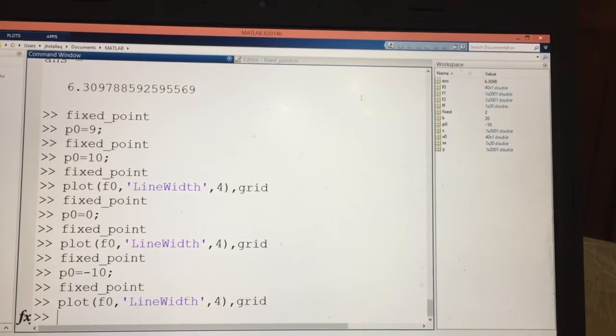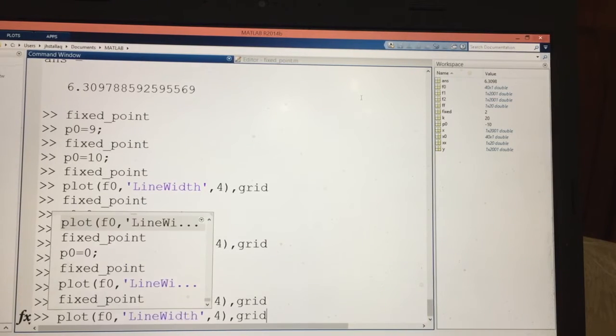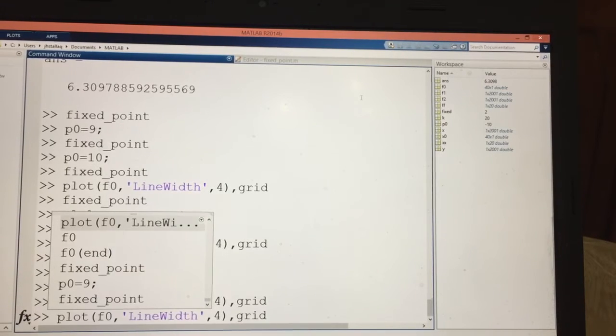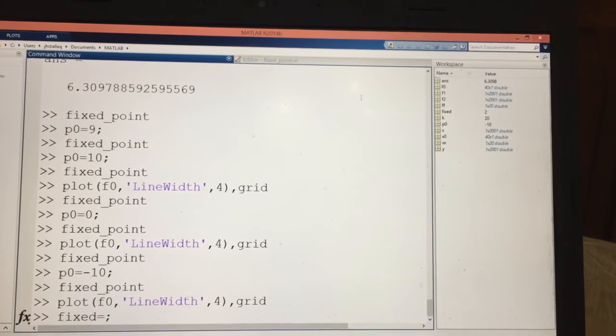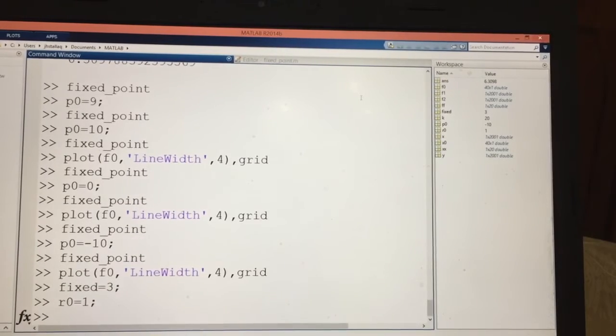To modify that function, what we need to do is go to the fixed index and change it to 3, because we go to function number 3. Now, before doing that, we must define R0. Let's give R0 equal to 1, for example, and see what happens.